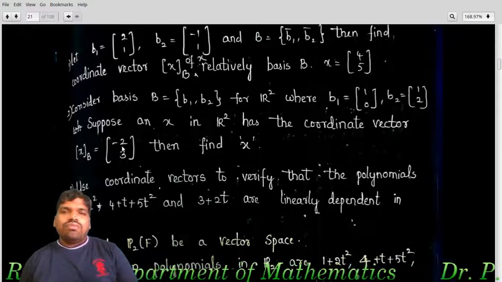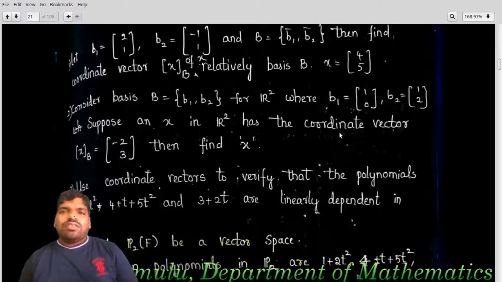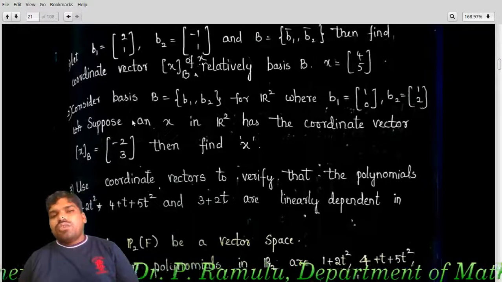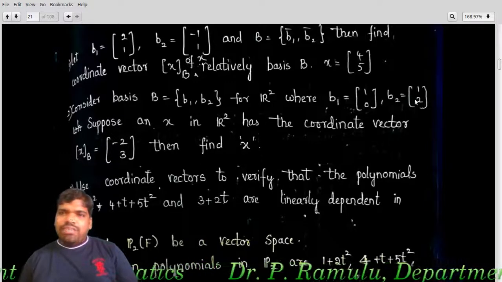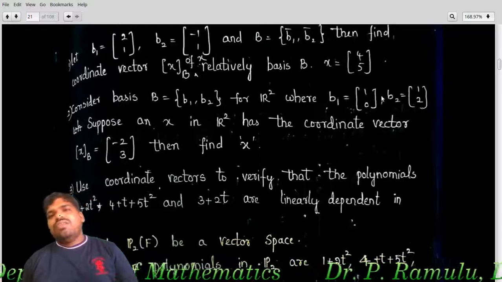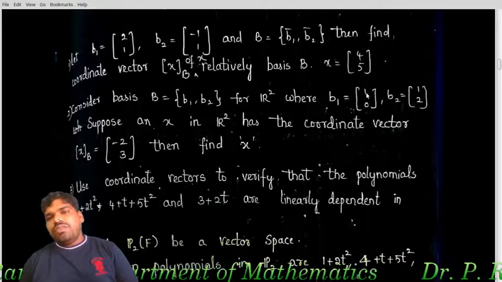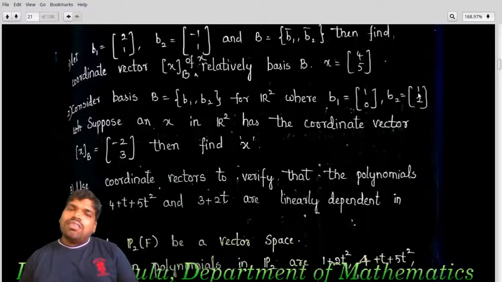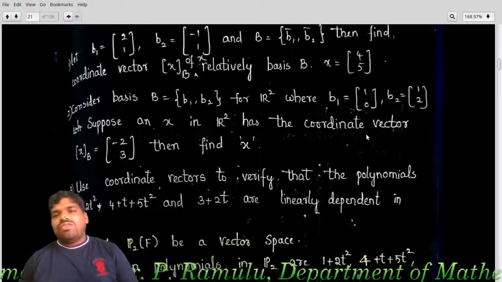Minus 2 plus 3 is equal to 1, and 1 and 6. X is equal to 1 comma 6. Or you can simply do minus 2 into b1 plus 3 into b2. Simply X is equal to minus 2 into b1 plus 3 into b2: minus 2 plus 0 plus 6, and 3 into the other one, 3 and 3 is 6. Minus 2 plus 3 equal to 1, 0 into 6 equal to 0, 0 plus 6 equal to 6, that is 1 comma 6.